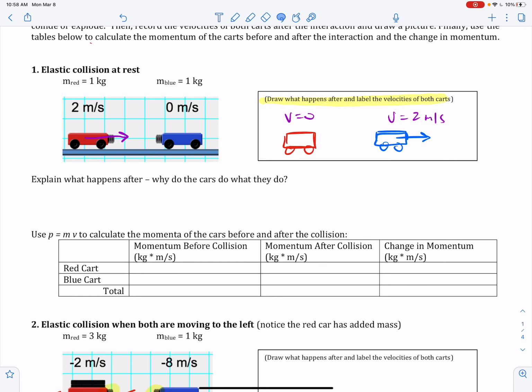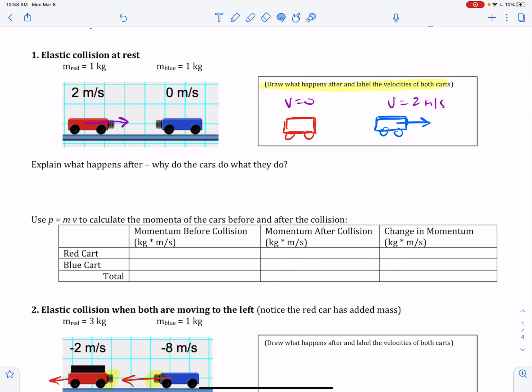Okay. And now I'm going to fill in the table. Well, here first, I'm going to ask you to try to explain why the cars did what they did. Like, why did the red car come to rest? Why did the blue car move to the right? But then after that, we're going to fill out the table to show the momenta, which is the plural of momentum, for both cars, okay? So it says use P equals M times V, right? Momentum is mass times velocity.